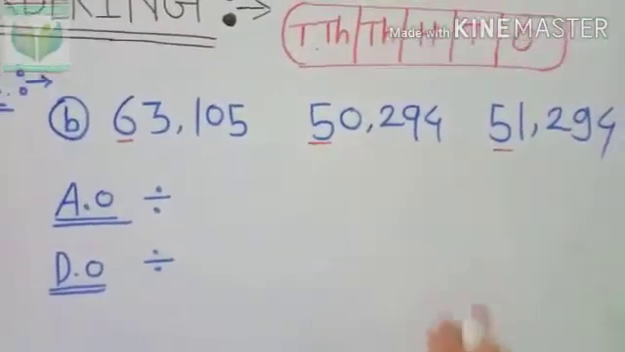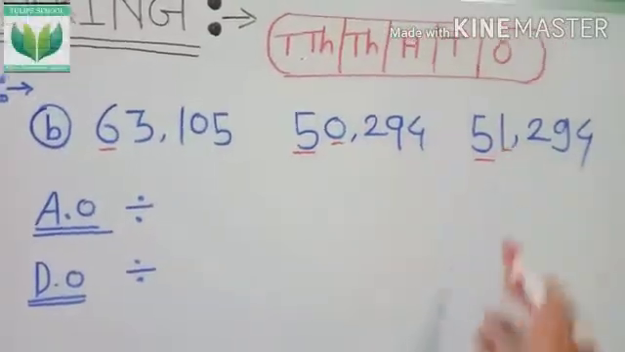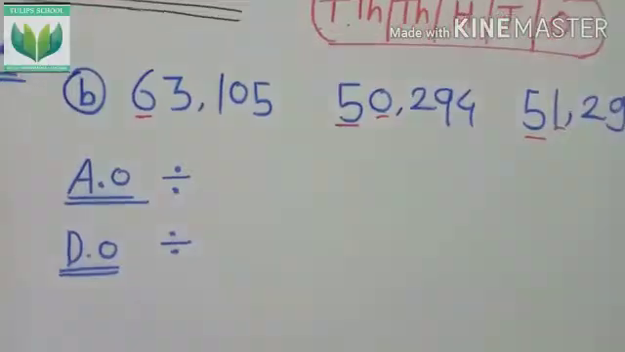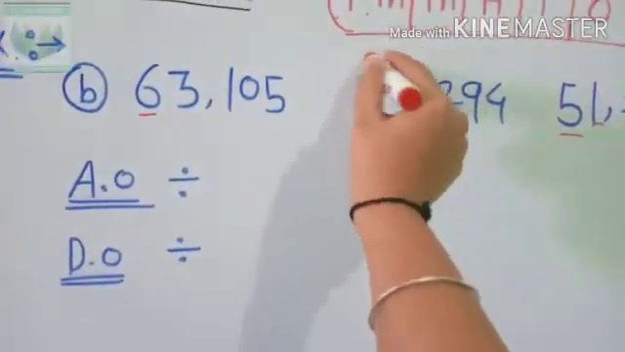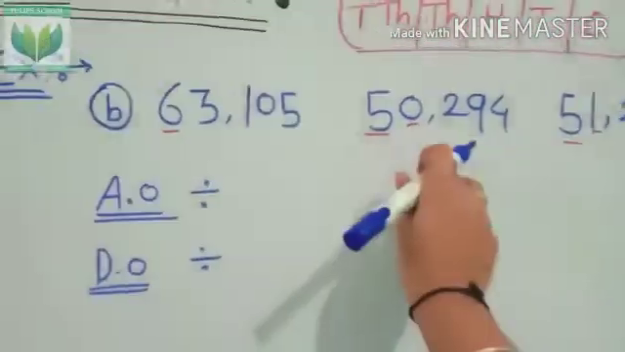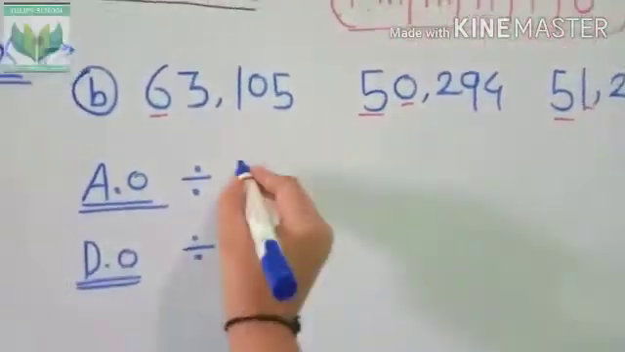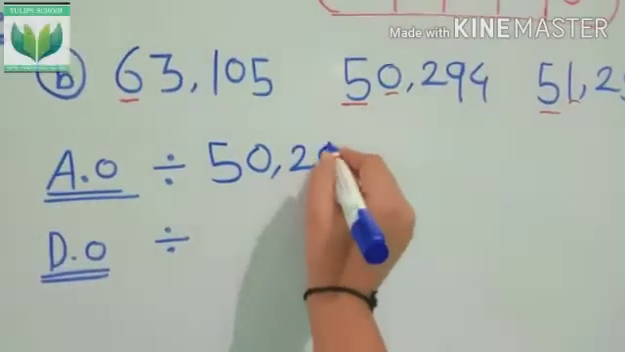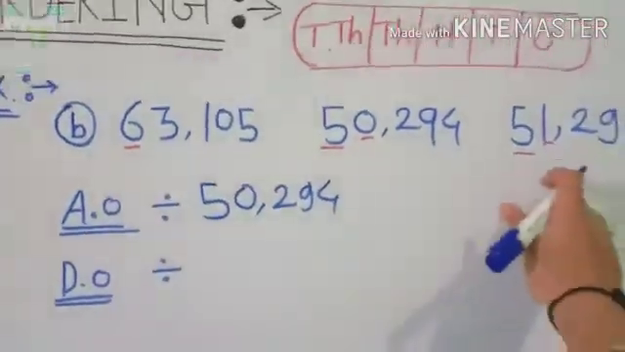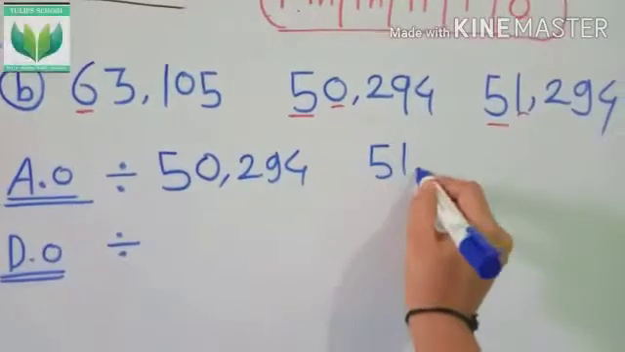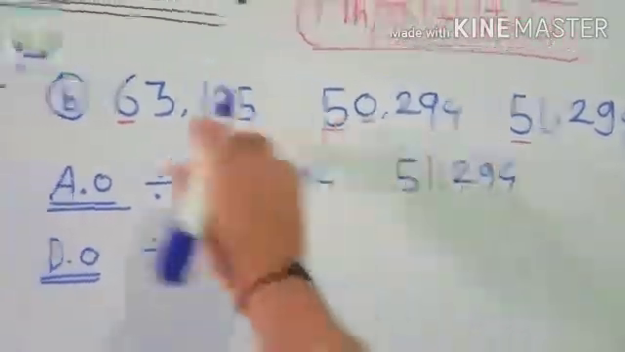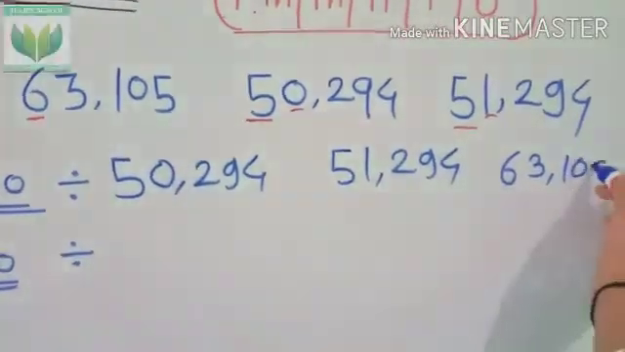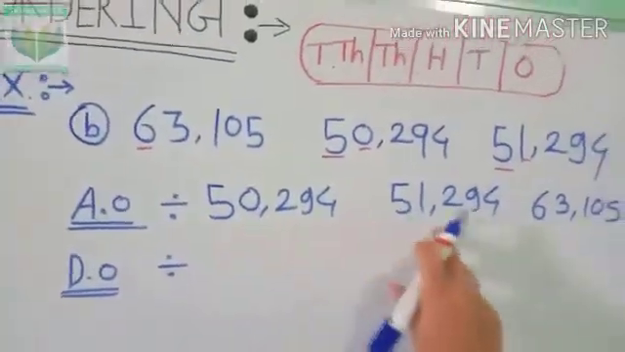Now check both of them. Here 0, here 1. Is 0 small or is 1 small? Can you tell me? Obviously 0 is small. Now this is a small number as compared to 51. So 50,294. Now the next number here, 51,294. Now last one, 63,105. This is ascending. Small number to big number.